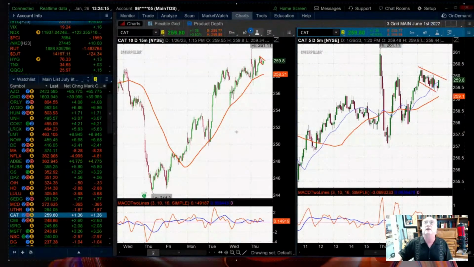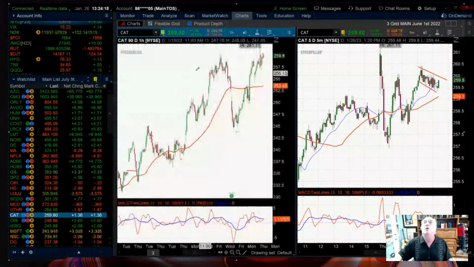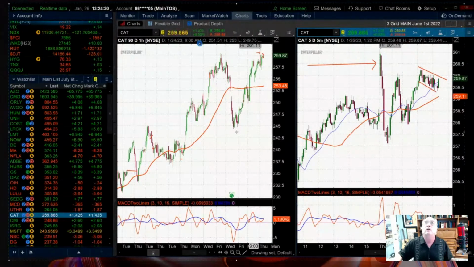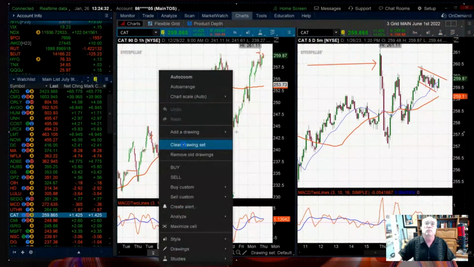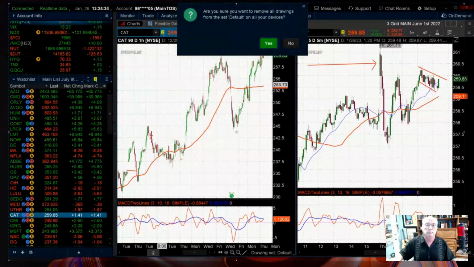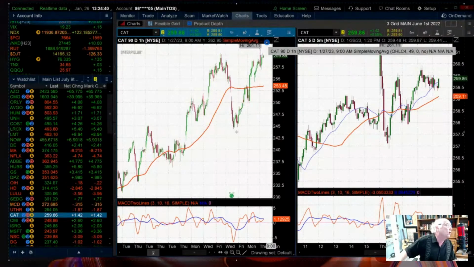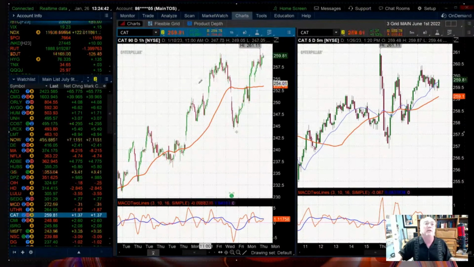But once I see this, the next thing I do, I'll go to an hourly. And yeah, the hourly looks okay. It's just hard to get over that resistance after a big red candle. But if I was buying anything, it would probably be Caterpillar. And any stocks you want me to look at, just let me know on those. I'm happy to show them.